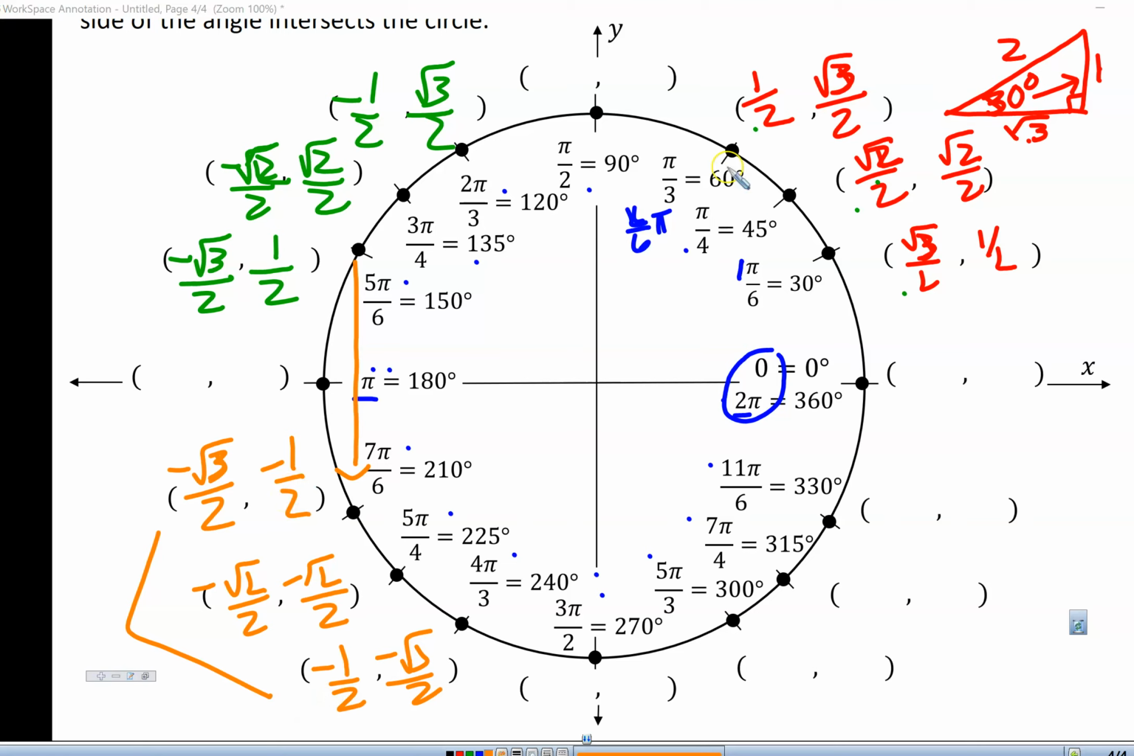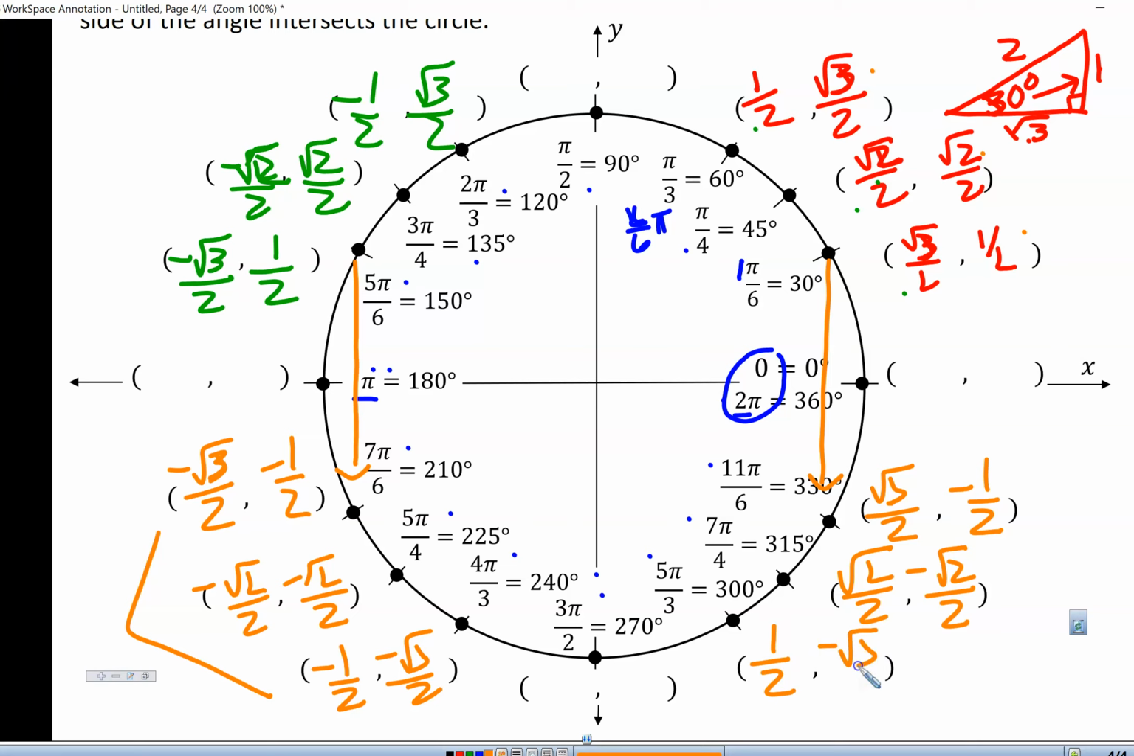Taking your first quadrant here and reflecting it across the x-axis, all of these y's will become negative. So you'll now have here, this point goes to right there. So you have your +√3/2, -1/2. You have your +√2/2, -√2/2. You have your +1/2 and your -√3/2 using reflections.